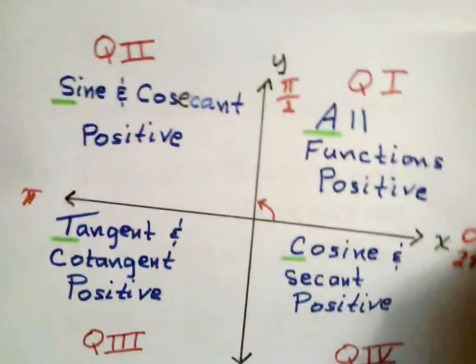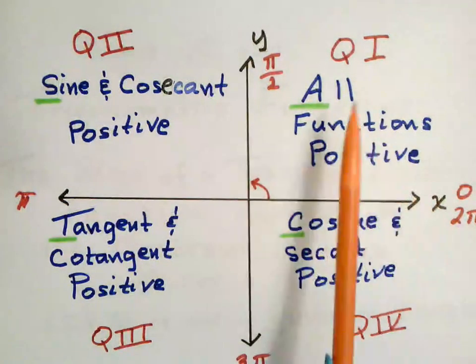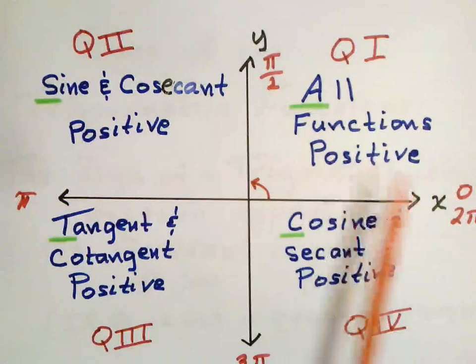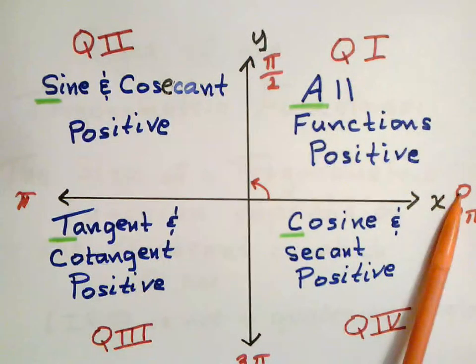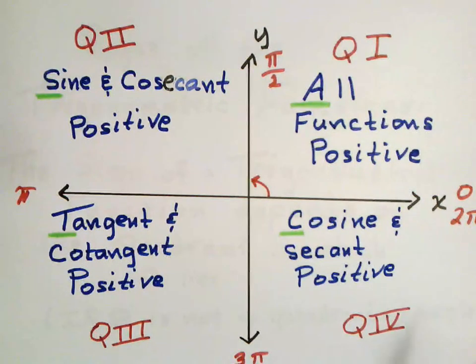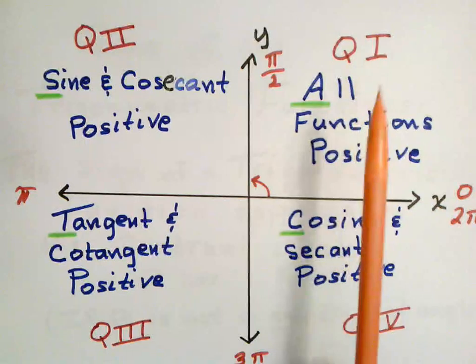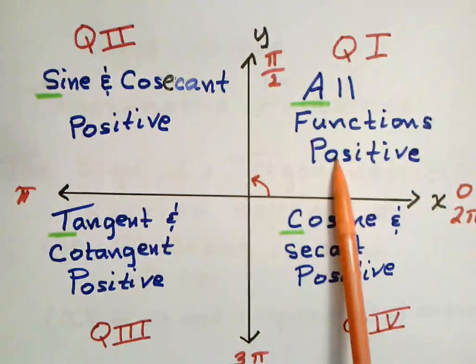So we're going to draw here an xy axis. Here's our quadrant 1. We're going from 0 radians to pi over 2 radians to pi radians to 3 pi over 2 radians to 2 pi radians, which is one complete rotation. In quadrant 1, all the trigonometric functions are positive.